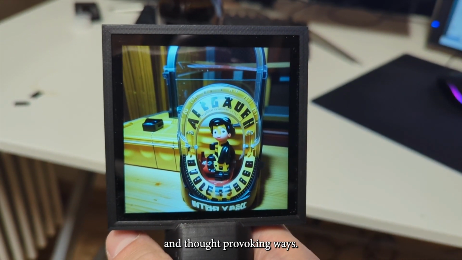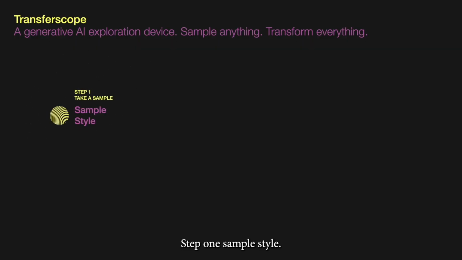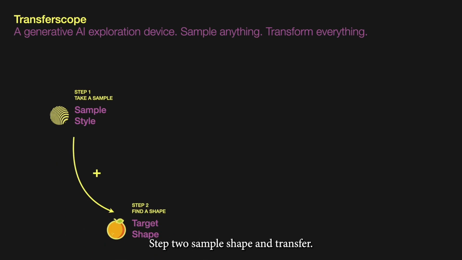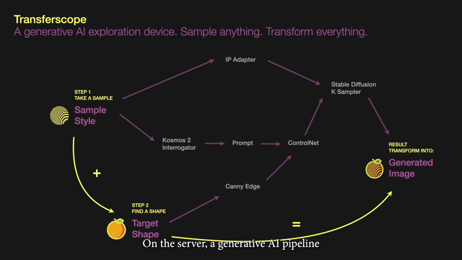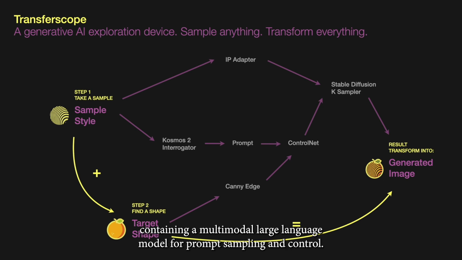Step 1. Sample style. Step 2. Sample shape. And transfer. On the server, a generative AI pipeline containing a multimodal large language model for prompt sampling and ControlNet, IP-Adapter, and Stable Diffusion for image generation is used to merge the sampled aesthetic with the target shape. The result is then sent back to the device.